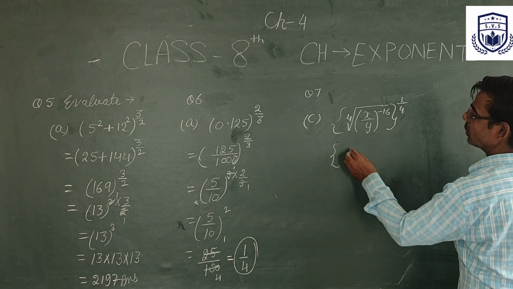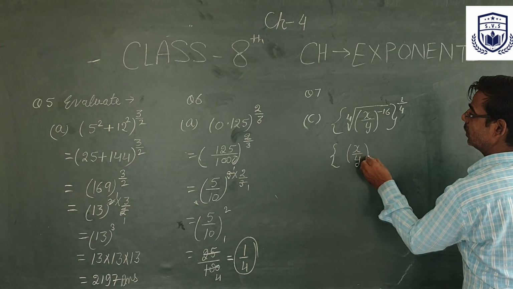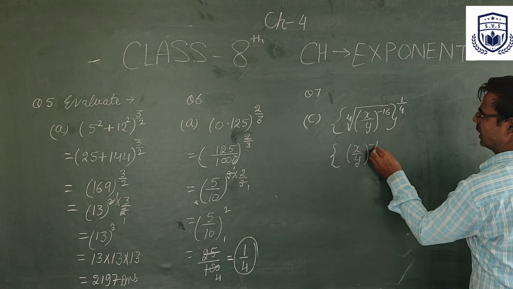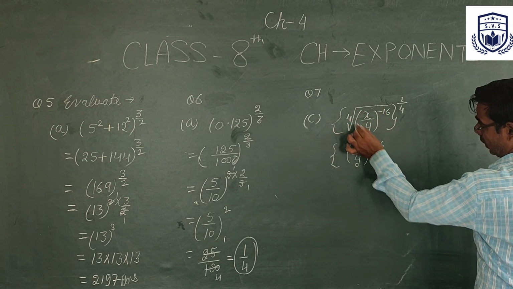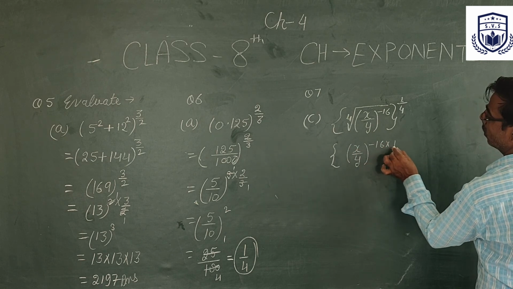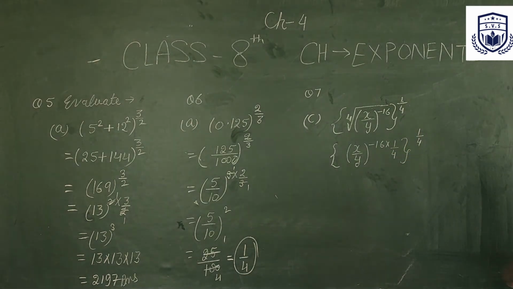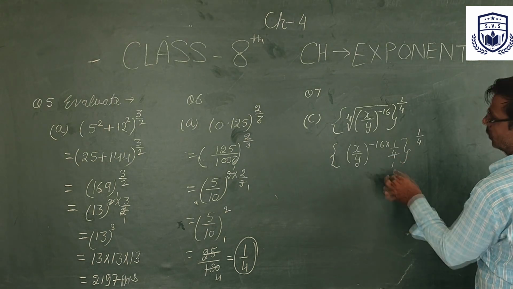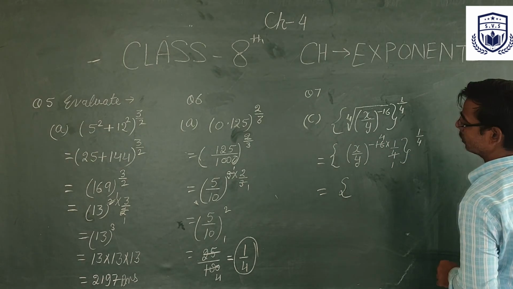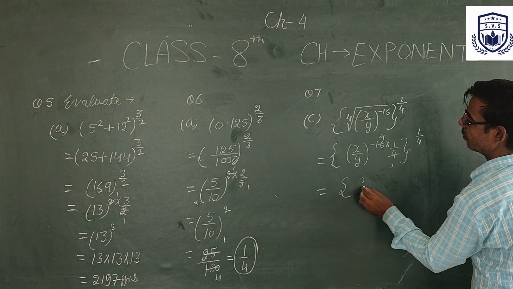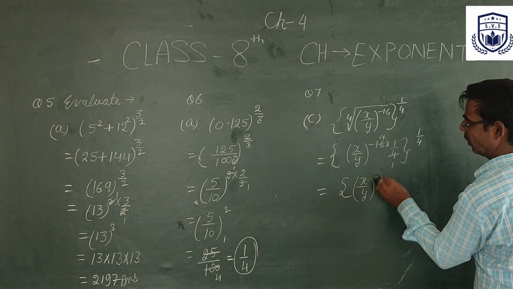Look at this carefully. x over y into minus 16. It is 4 radical. We will convert 1 over 4. Clear? Any problem? Clear? 4 and 4. Now, we will write that x over y minus 4.